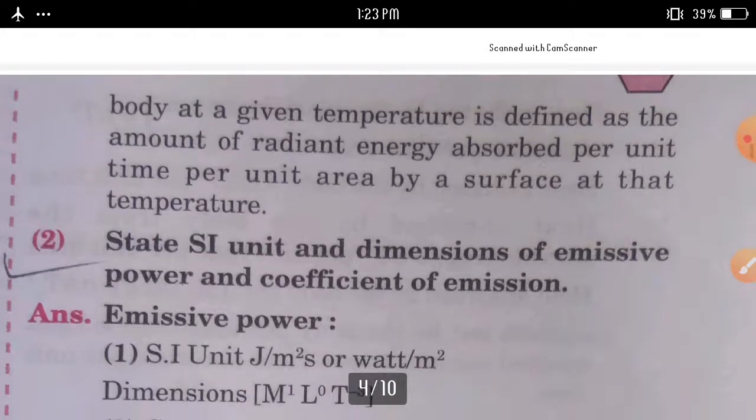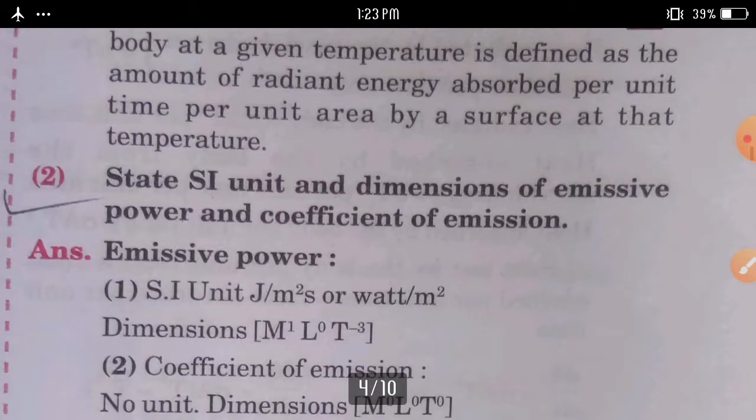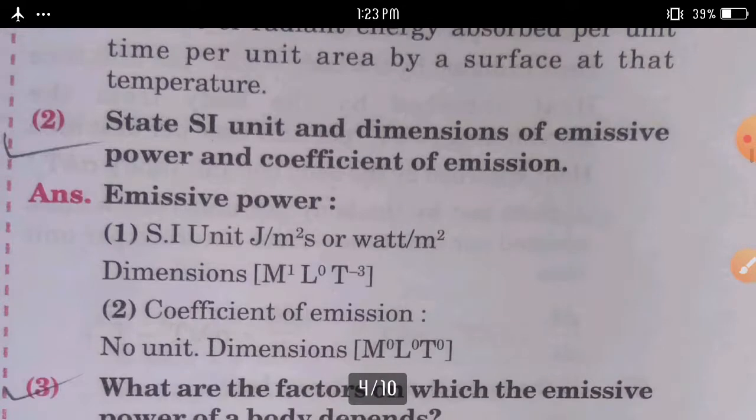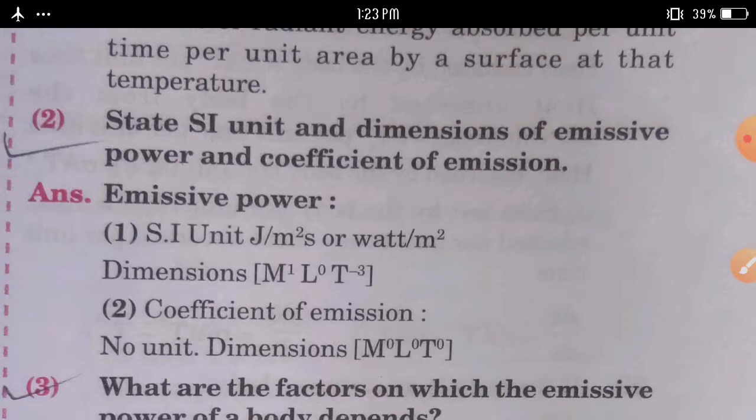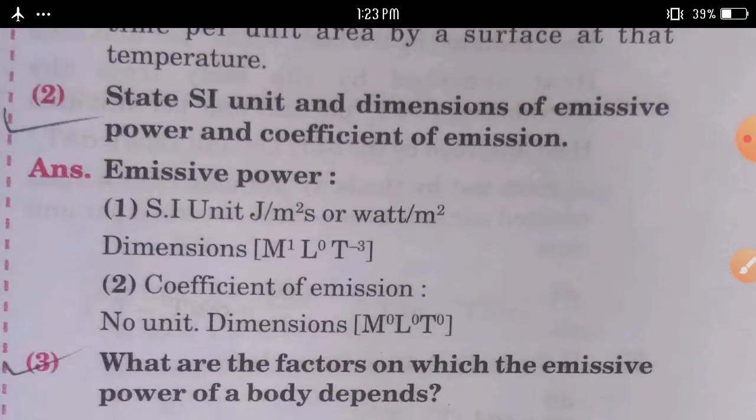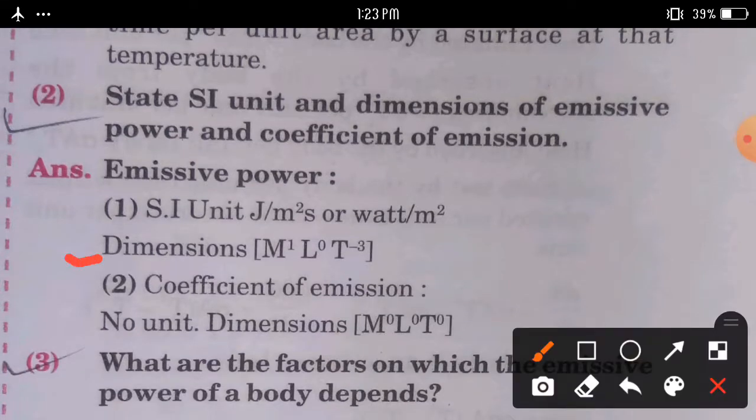Some questions asked on this topic: state SI unit and dimension of emissive power and coefficient of emission. The SI unit of emissive power is joule per meter square per second, or watt per meter square. Dimension is M raised to 1, L raised to 0, T raised to minus 3. And coefficient of emission has no unit and no dimension, hence coefficient of emission is unitless or dimensionless.